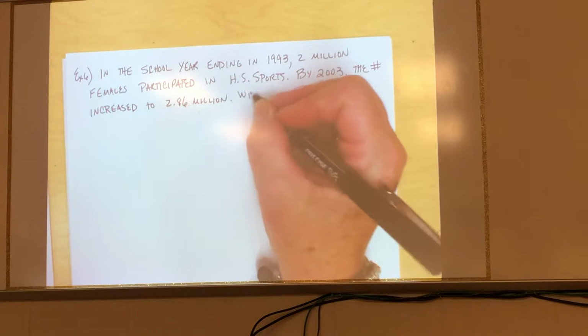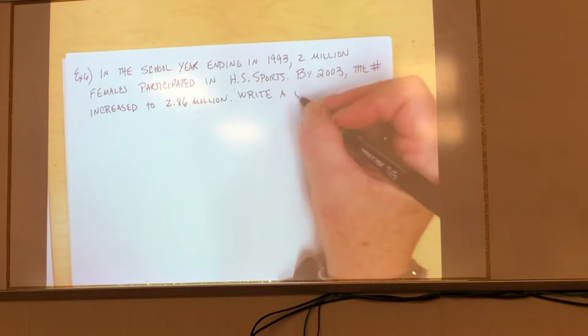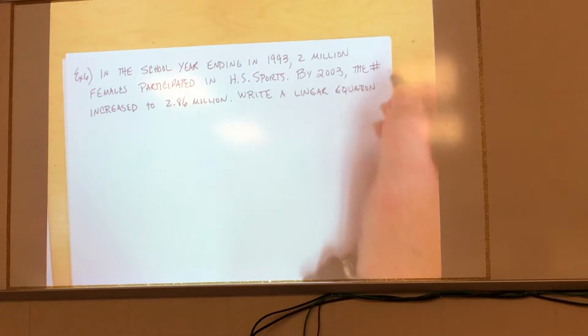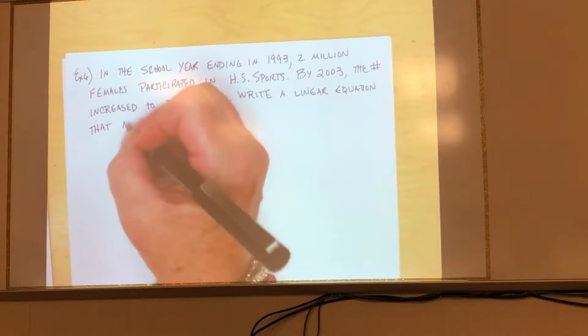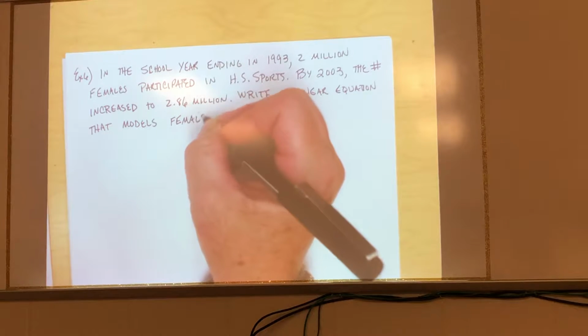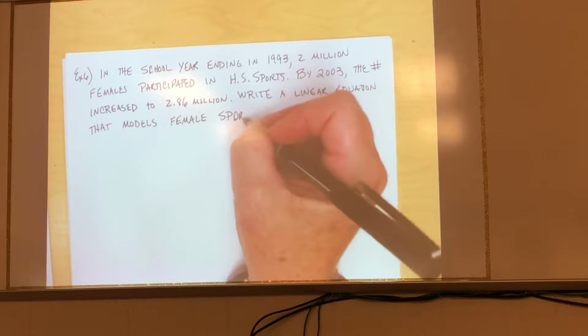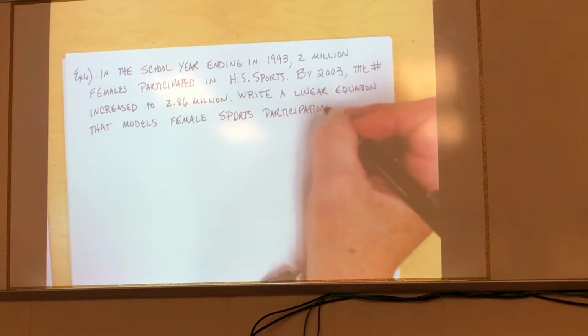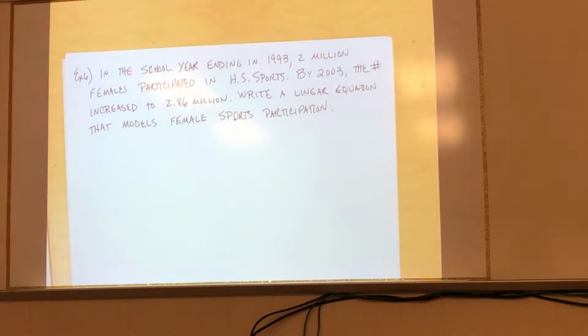Here's what they want me to do. Write a linear equation. That's what we've been doing, okay? That models female sports participation. Okay, write an equation, a linear equation that models female sports participation. First of all, what do I see about the female sport participation? What's it doing? It's increasing. And I mean, it's going up pretty rapidly, right?